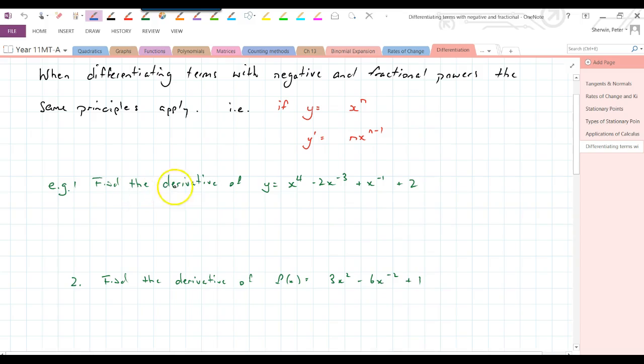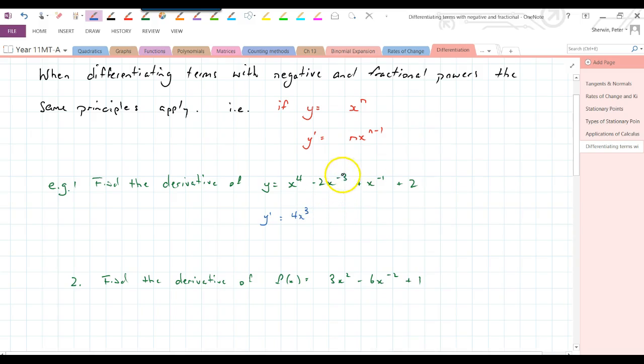Okay, so first example, let's do some examples. Find the derivative of y equals this. I'm just going to mix up the notation as well. It says y equals here, it says f of x equals here. Remember when it says y equals, we just have to follow suit with y dash or dy dx. 4x to the 4, we're good with that, 4x cubed.